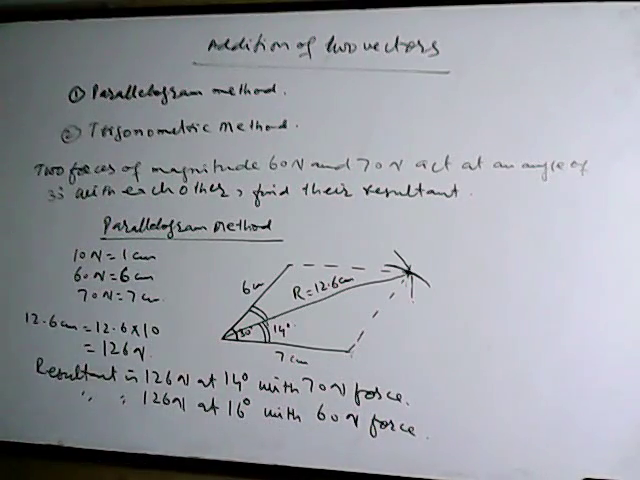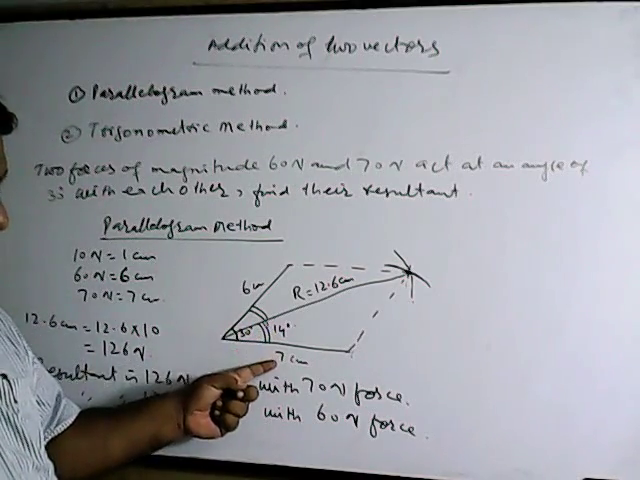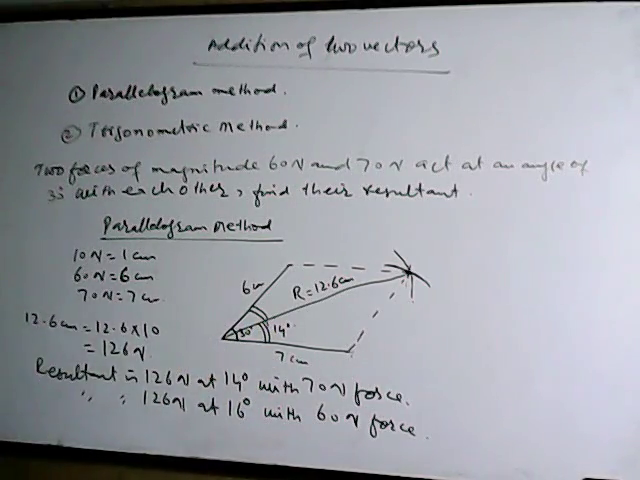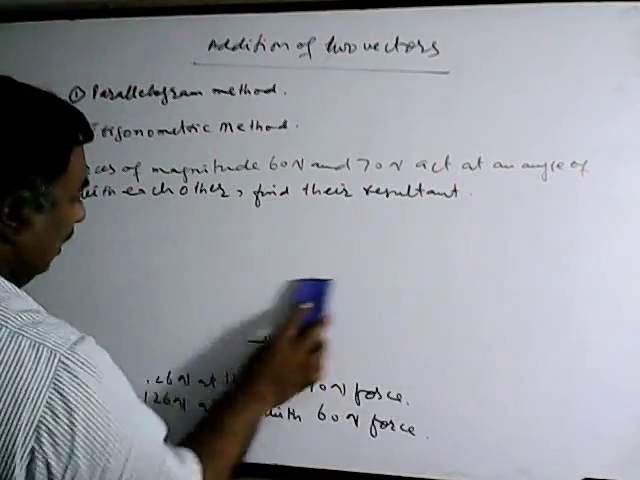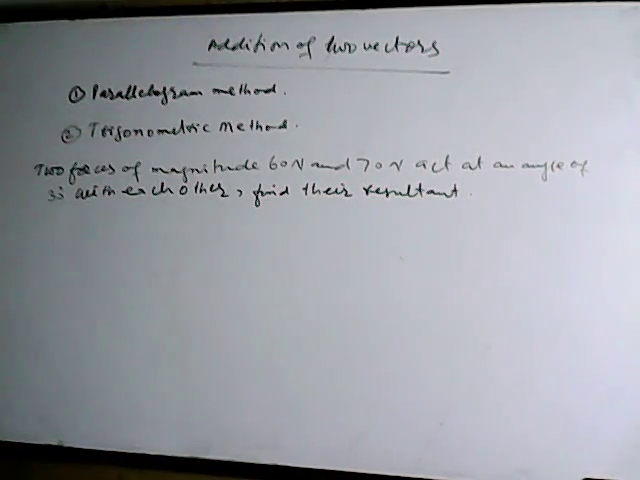So this is 14 degree with 70 Newton and 16 degree with this one. But the resultant is one. This is one question. Suppose always it means we have to make a parallelogram. Now if I want to solve this by a trigonometric method, I must know the law of sines and law of cosines. First I will discuss the law of sines and cosines for solving this by the method of trigonometry.